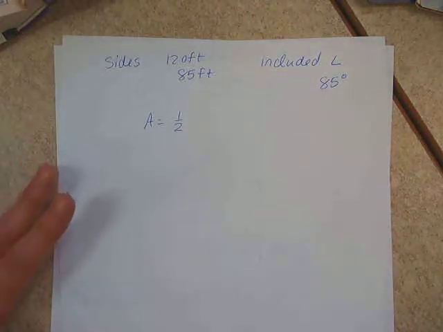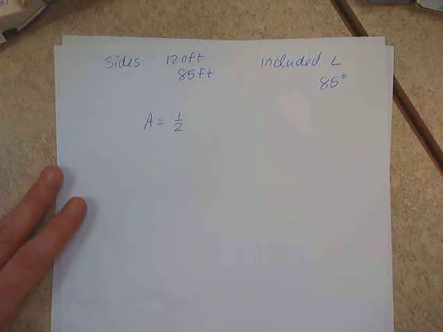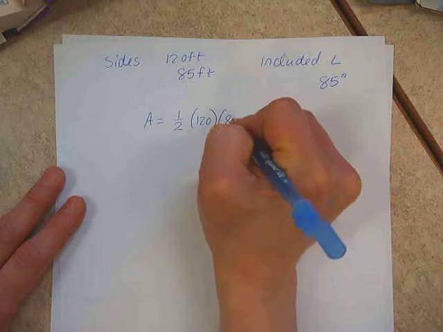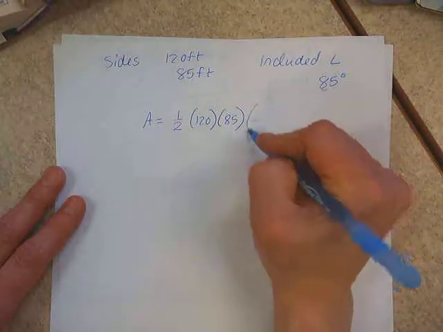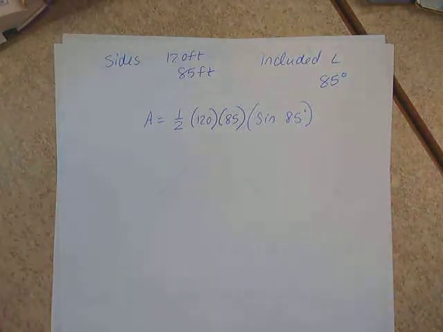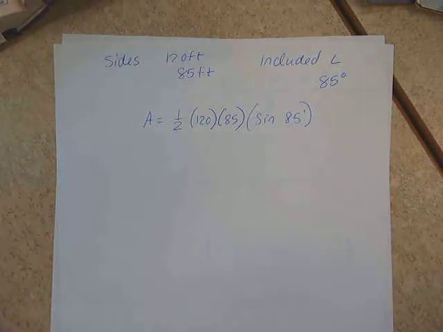area is 1/2 of what? What goes in next in the formula? Yep, 1/2 of one side times the other side times the sine of the angle in between.